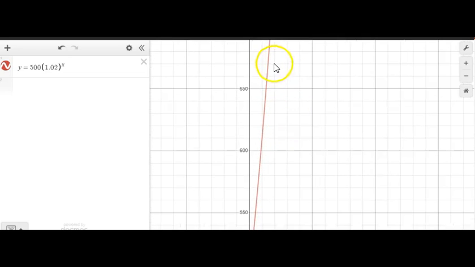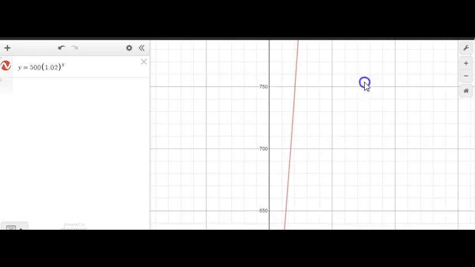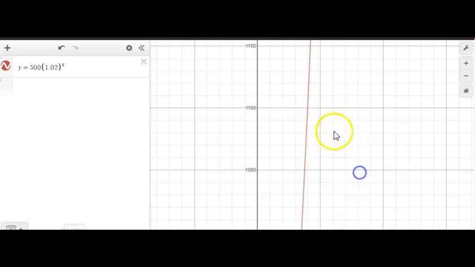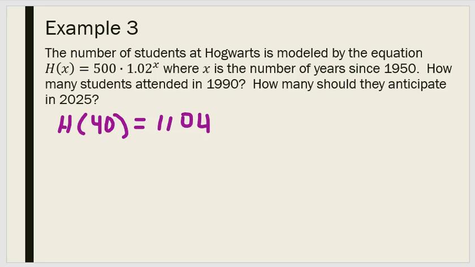Now we're looking for what happens when x is equal to 40. And so depending on how far you've zoomed out, I see that x equals 40 is going to be this fourth tick mark here. So if I'm clicking on the dot and then scrolling it along, as soon as I hit x equals 40, that y value will be my target answer, so the 1,104. So we've identified how many students were there in 1990.